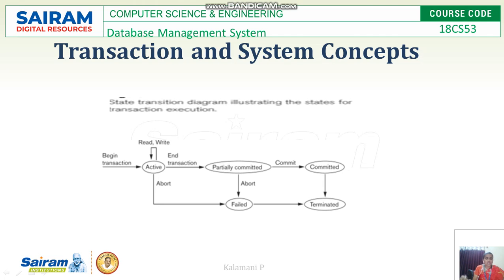Otherwise, during the read write operation itself, some transaction failure may occur, then it will enter the failed state, then it will be terminated. After the partial commit, before saving into the main database, it may fail for some reason, so the transaction may be aborted and enter the terminated state. Once a transaction has failed, it may be restarted automatically, or we have to initiate the transaction process again. So these are the things.